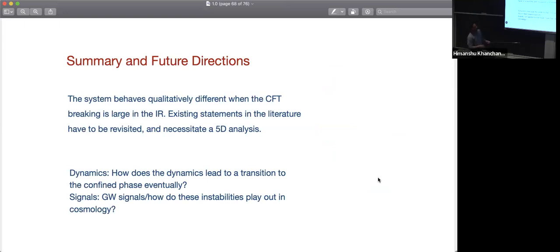So now this brings me to my summary and conclusion. We have not answered the question about the dynamics, right? All we have done right now is draw the phase diagram for the system, which is complicated enough. How does the system go through this instability, and does it settle down to the confined phase or not, and what are the signals, which is a dynamics question, is not addressed yet. And these are the things we're thinking about, and I think there are very interesting new signals that are waiting to be explored.